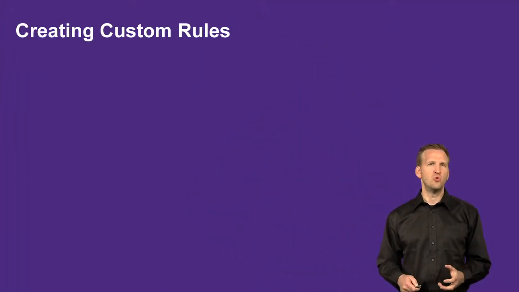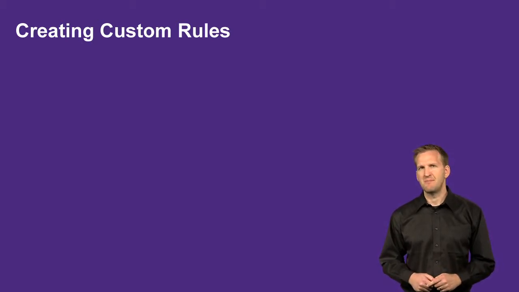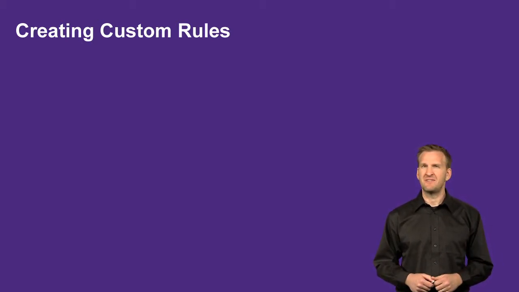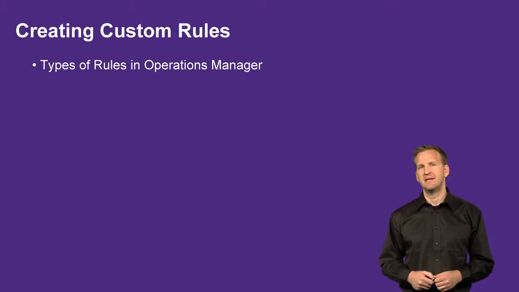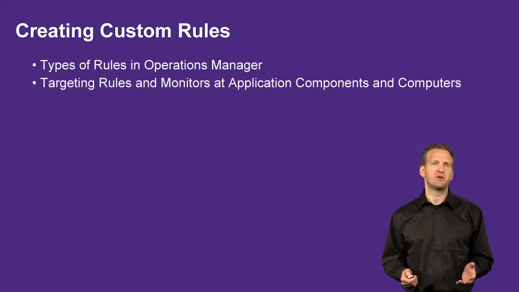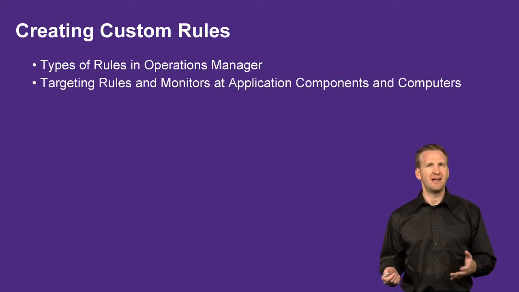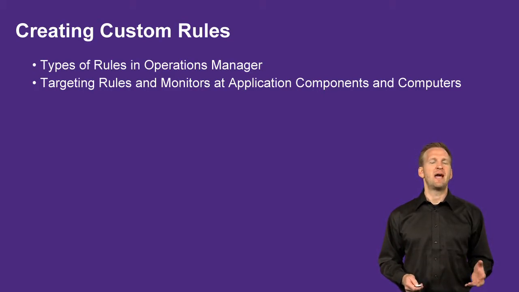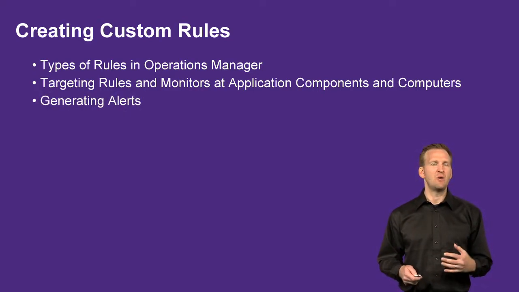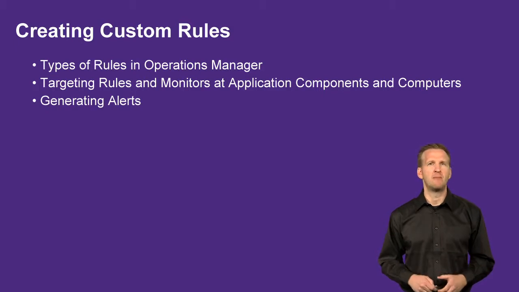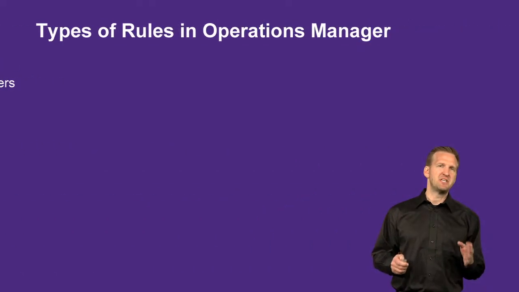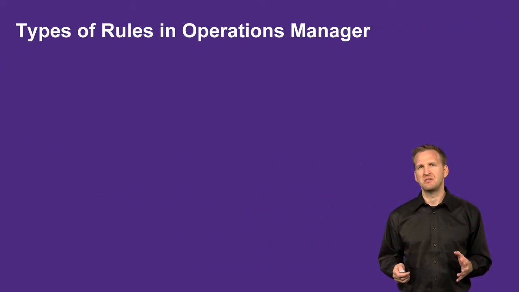In this lesson, we want to talk about creating custom rules in Operations Manager. Specifically, we'll look at the different types of rules that we can create, then targeting rules and monitors at application components and at computers, and then ultimately, how do we generate alerts so that we can tie this back to our problem management. Now, the types of rules in Operations Manager.